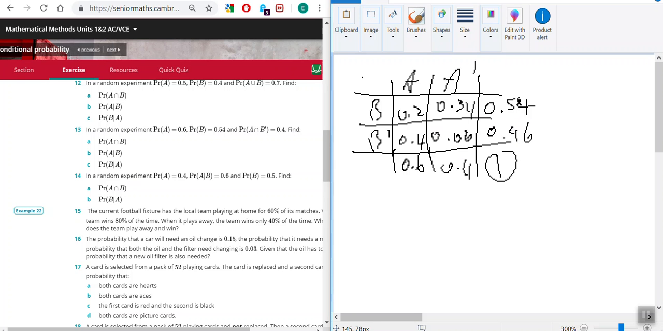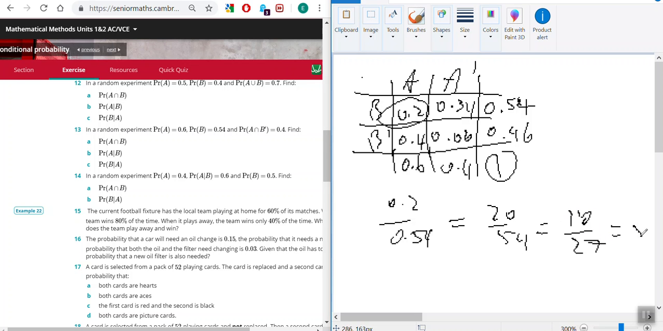Now we want to find the probability of A given B, so that's 0.2. Given B, what is A? Given B means we only look at this row, out of the total 0.54. So the probability of A would be 0.2 divided by 0.54, which is 20 over 54, so 10 over 27.